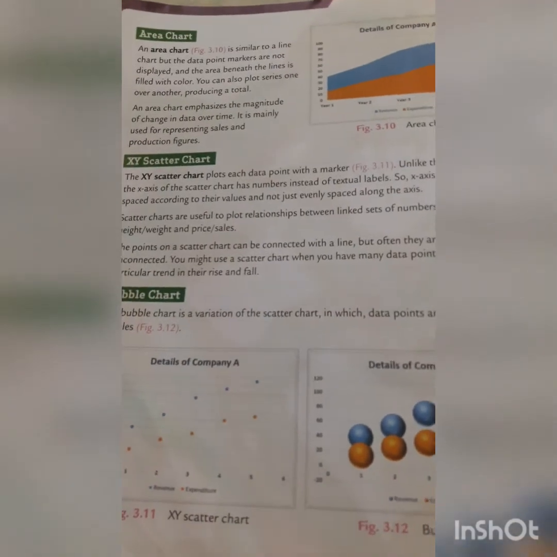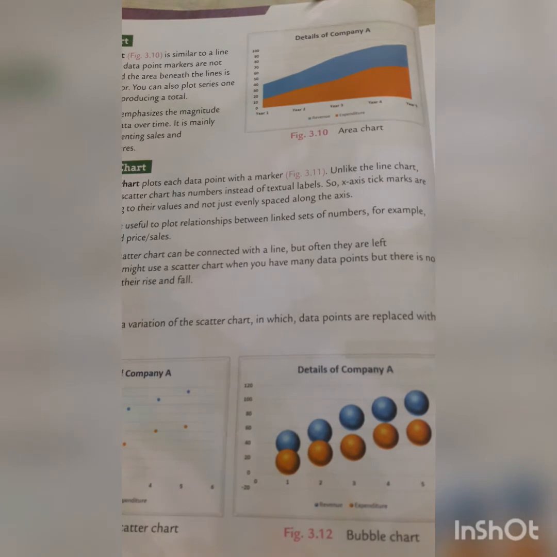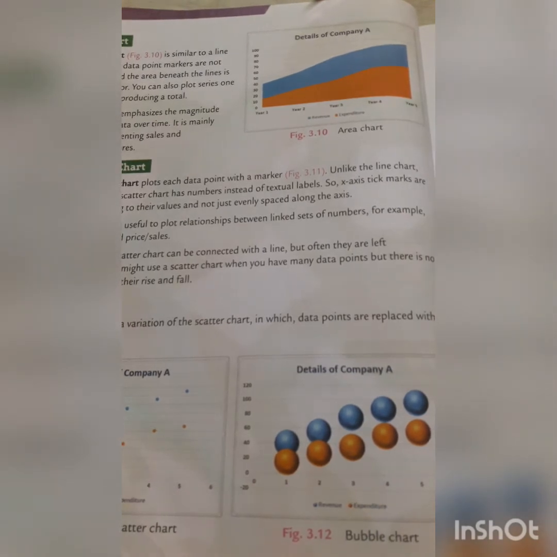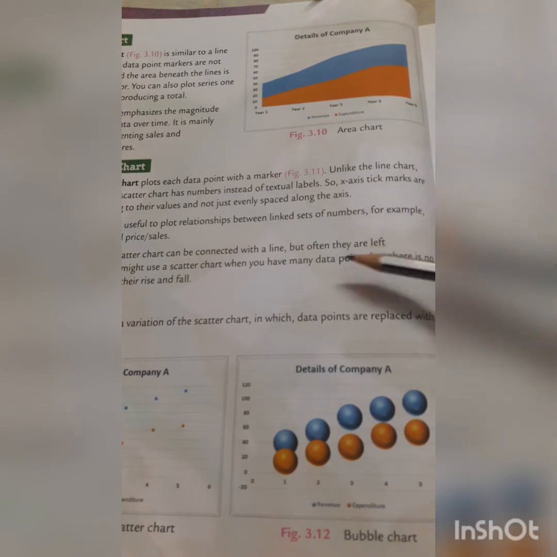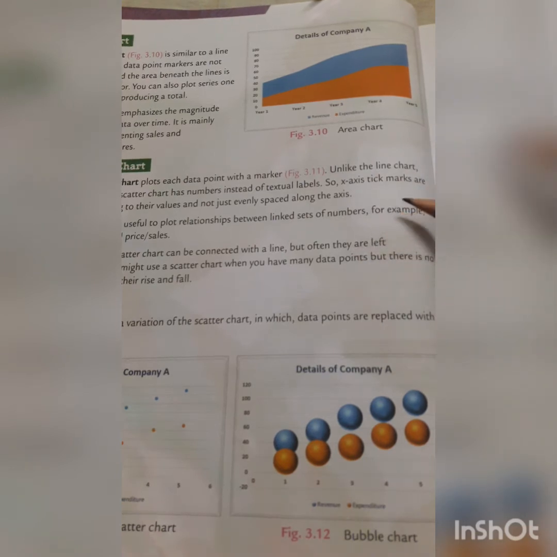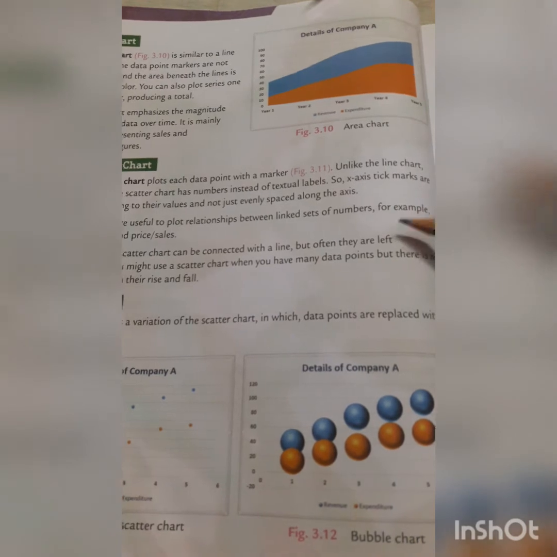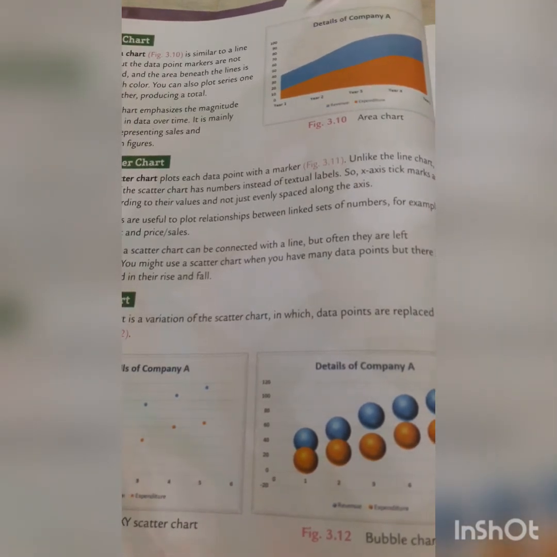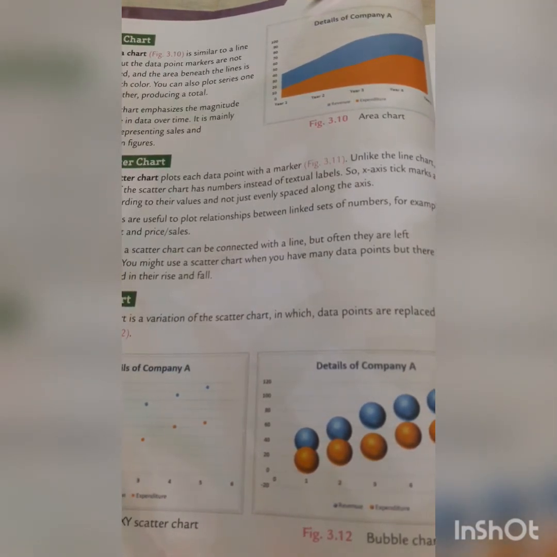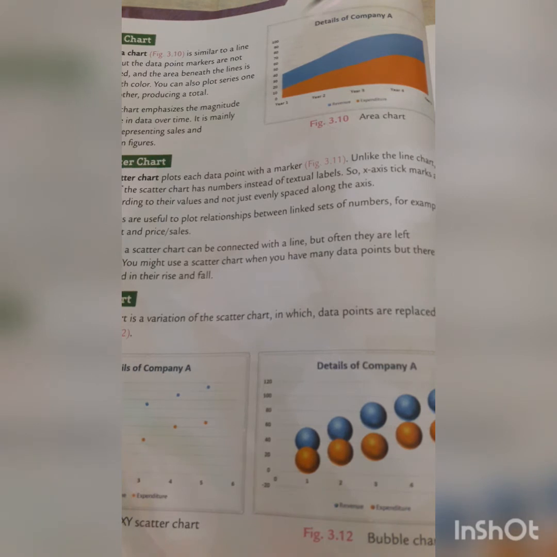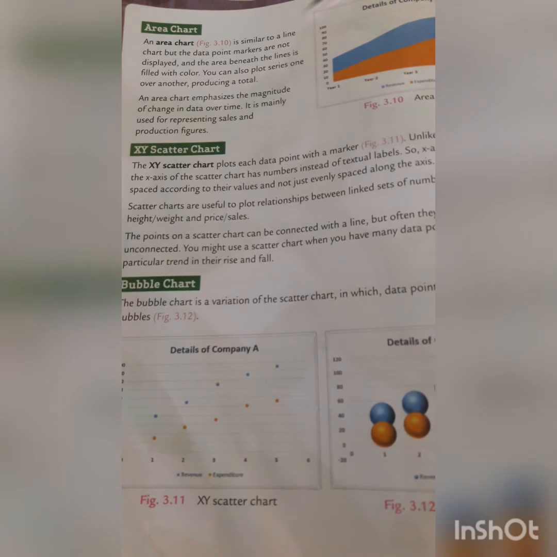Clear? The next one is area chart. See, this is the figure of an area chart. An area chart is similar to a line chart, but the data point markers are not displayed and the area beneath the line is filled with color. An area chart emphasizes the magnitude of change in data over time. It is mainly used for representing sales and production figures. The next one is XY scatter chart.